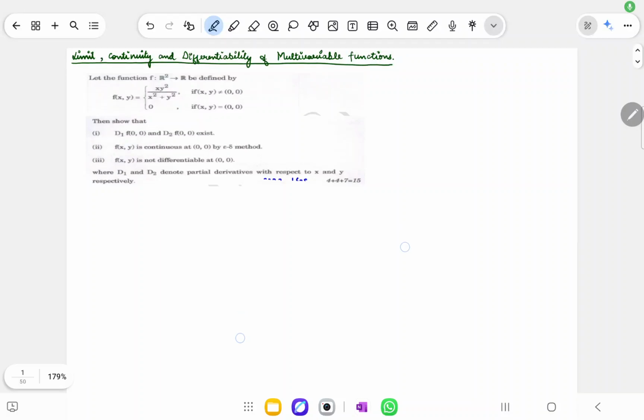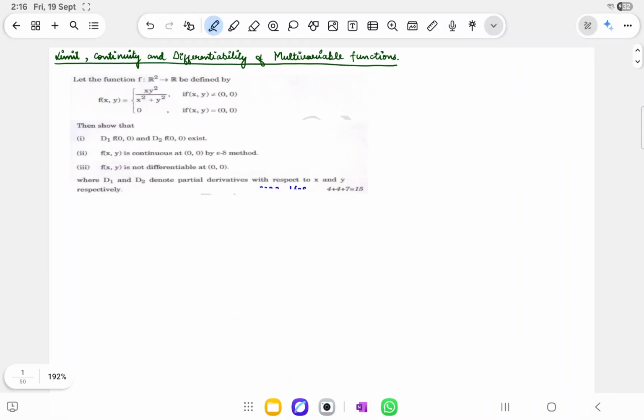Today let us discuss questions related to limit, continuity and differentiability of multivariable functions. So question 1 says that there is a function given from R2 to R, defined as this, and we are supposed to show that d1 f(0,0) and d2 f(0,0), that is, the partial derivative with respect to x, and d2 is the partial derivative with respect to y, exist.